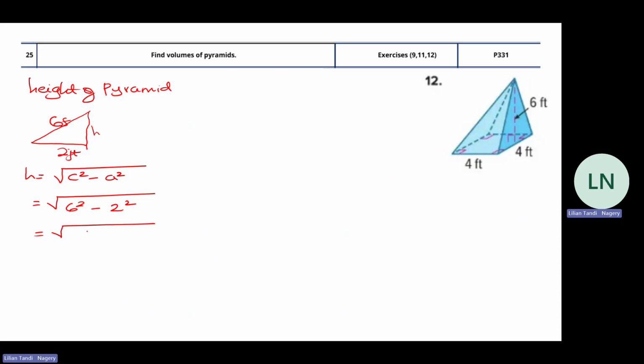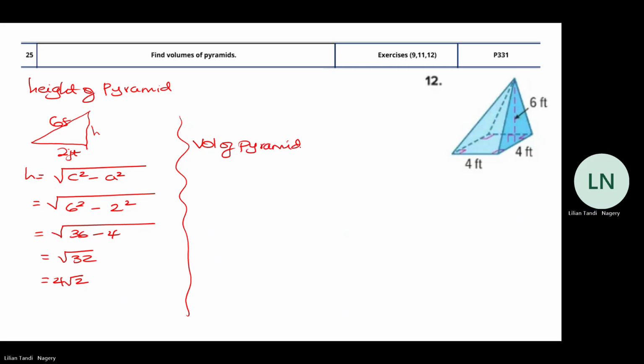And that will give you 36 minus 4, and that will give you square root of 32, and that will give you 4 root 2. Now let's find the volume of the pyramid. Volume of pyramid equals 1/3 multiplied by base area multiplied by height of pyramid.